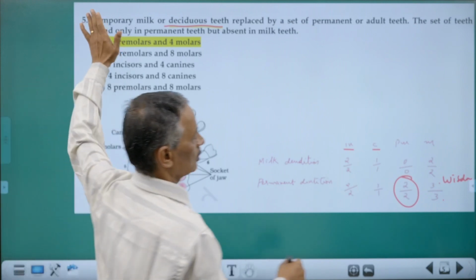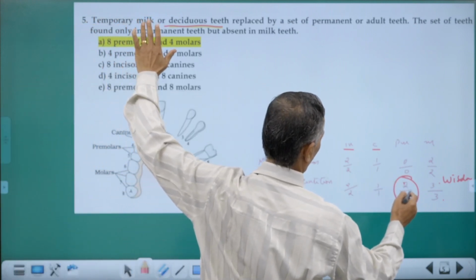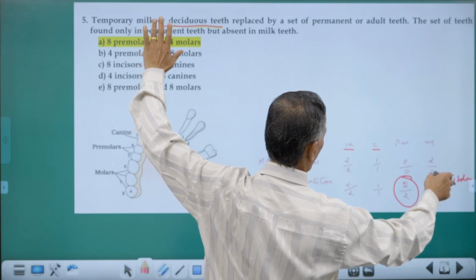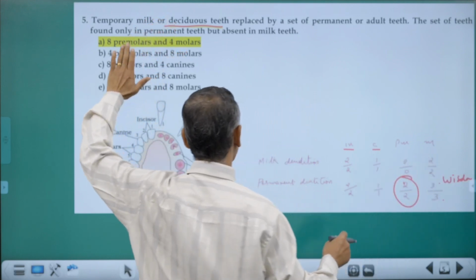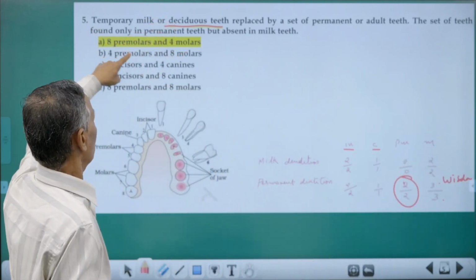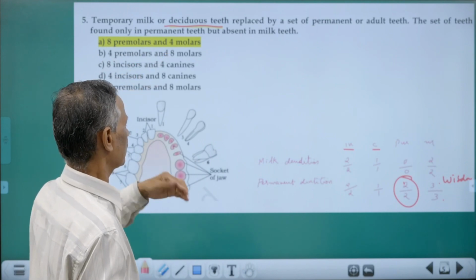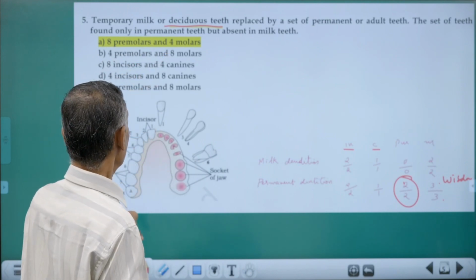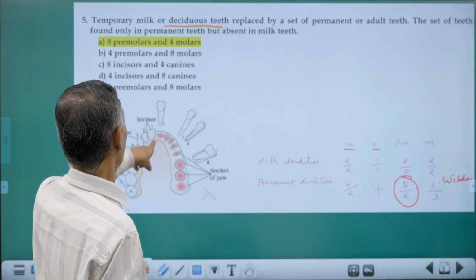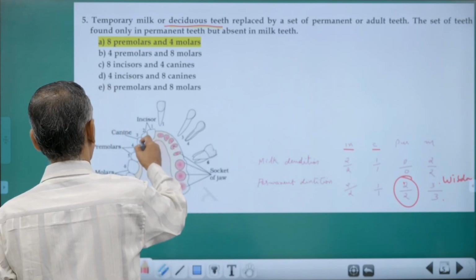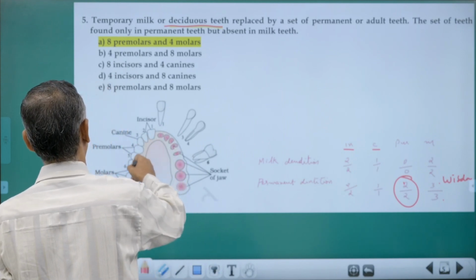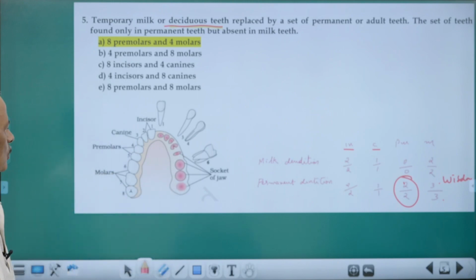So, how much? This is 4 plus 4, 8. This one 4, that is 1 in each half of each jaw. So, 8 premolars and 4 molars are making their appearance. This is the full dentition in a permanent one. We are having 2 incisors, 1 canine, 2 premolars and 3 molars. Okay.